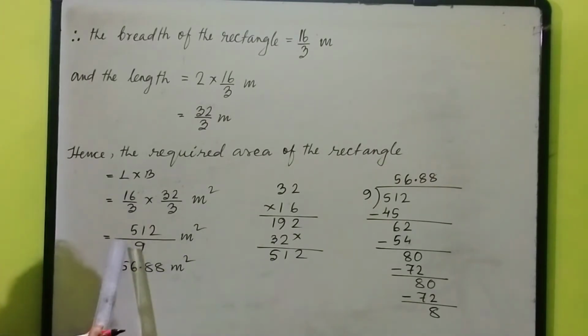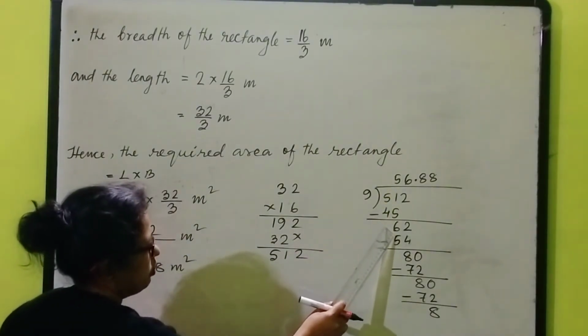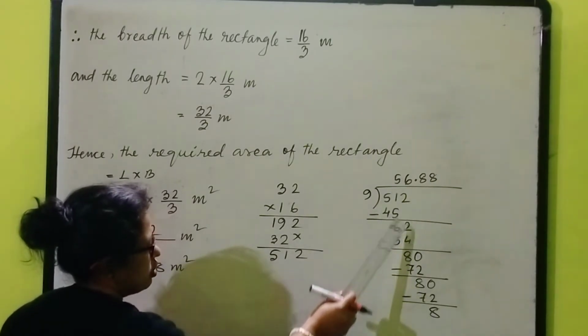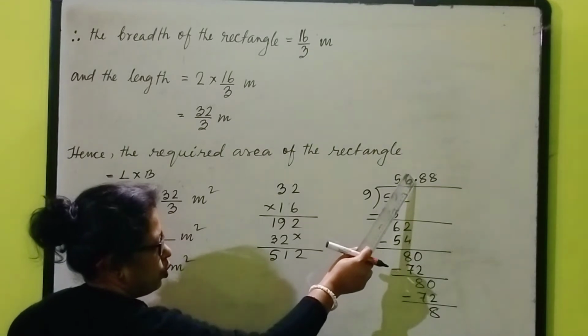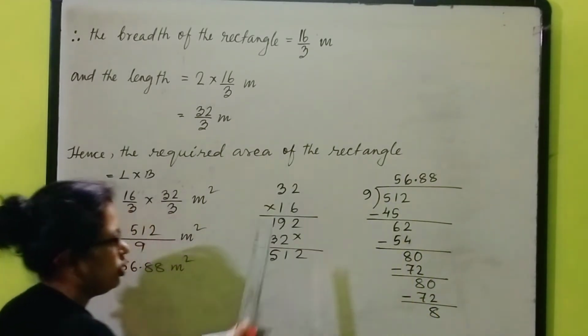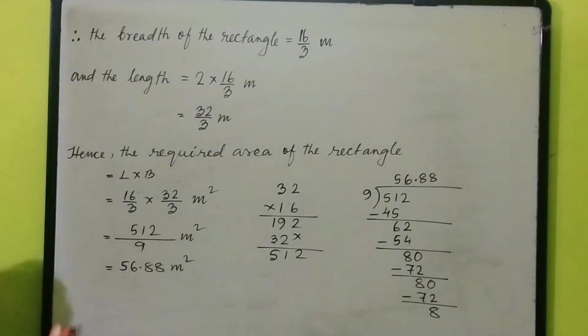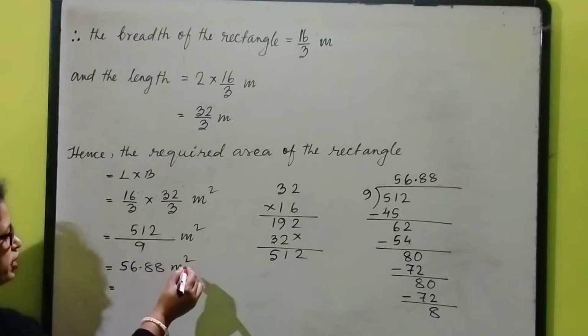Now 512 divided by 9. 9 5s are 45, remainder 6, 2 comes, 9 6s are 54, remainder 8. 9 8s are 72, again remainder 8, 9 8s are 72. In this way it will be repeated. 56.88, as it will be a repeated one, 8 8 8 8 8.